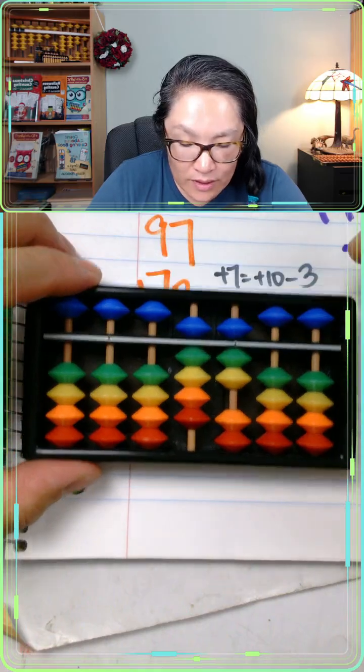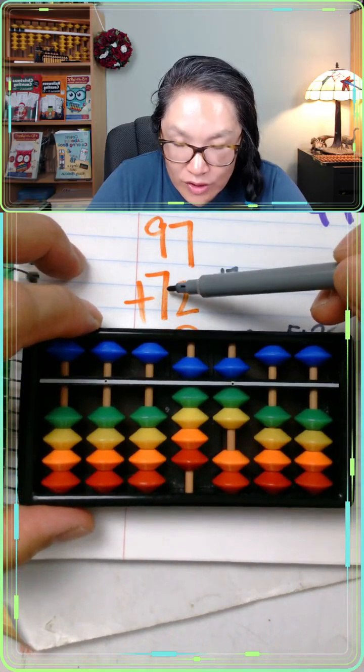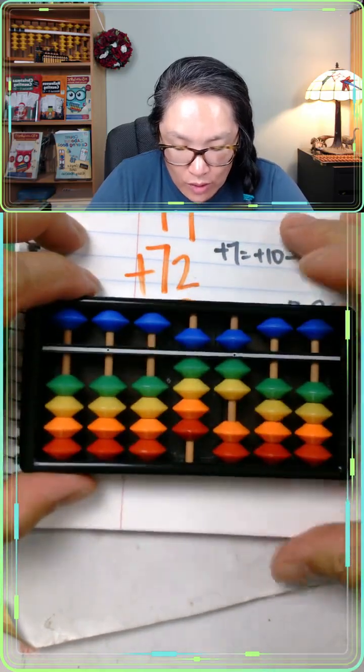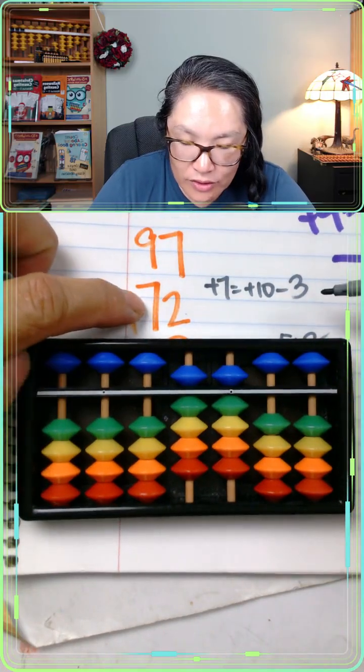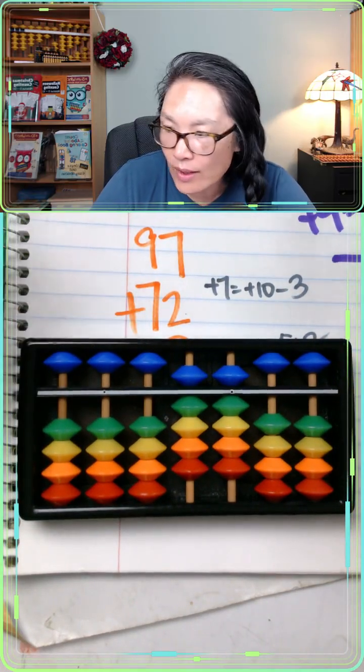Okay, we got 97. We're going to add 7 and we're going to add the 2. Well, let's add the 2 because it's easy. Add the 2. Now we add the 7. Do you know your formula to add the 7? What's the formula to add the 7?